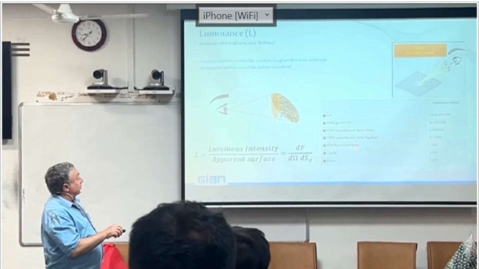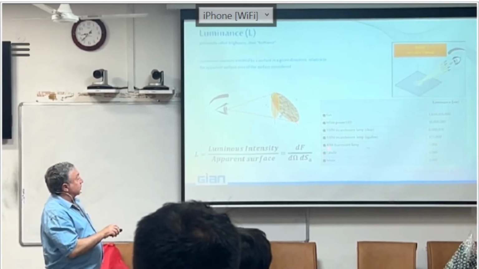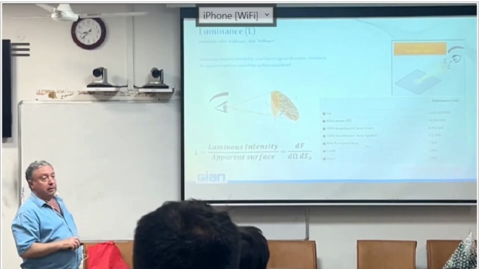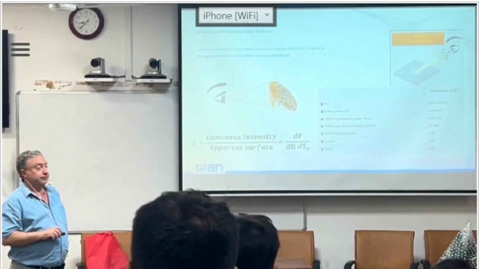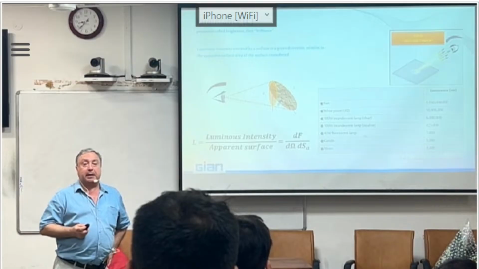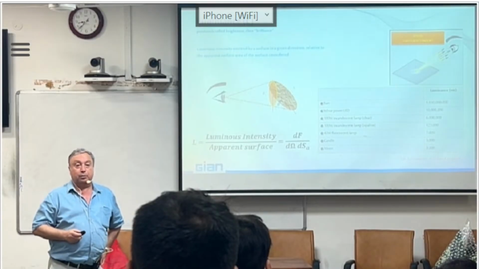A 100 watt fluorescent lamp: 7,000. A candle: 5,000. And the moon: 3,000 nits. The moon is not glaring. You can look at the moon, and you will never get the impression that you are glared.